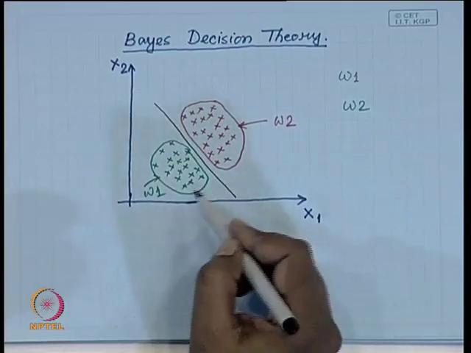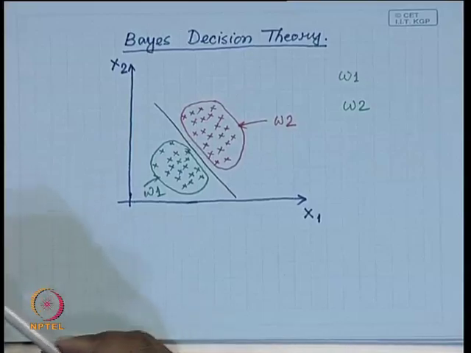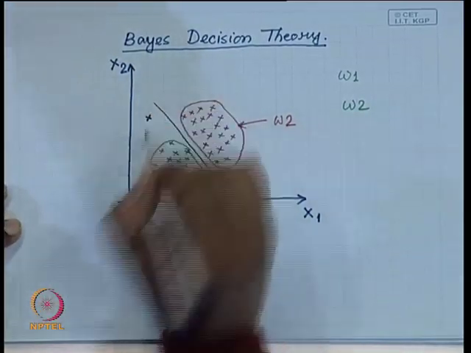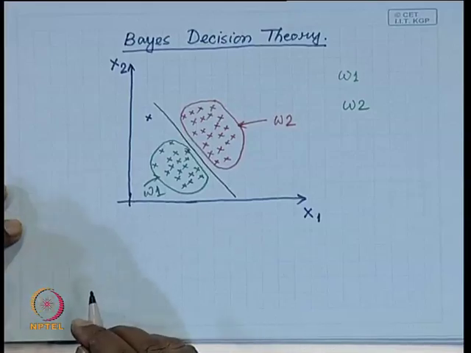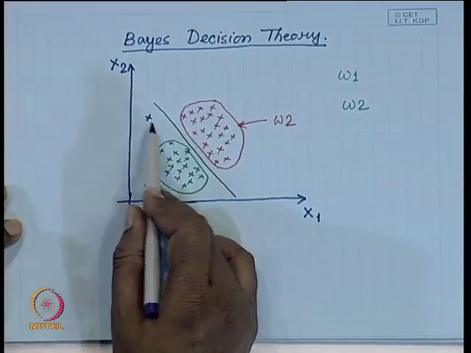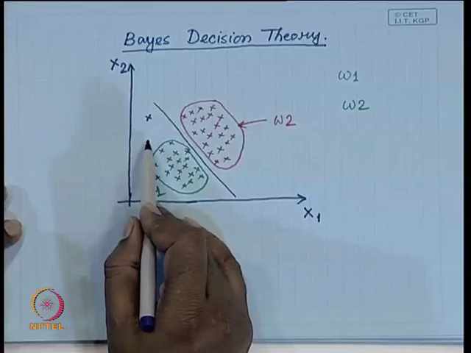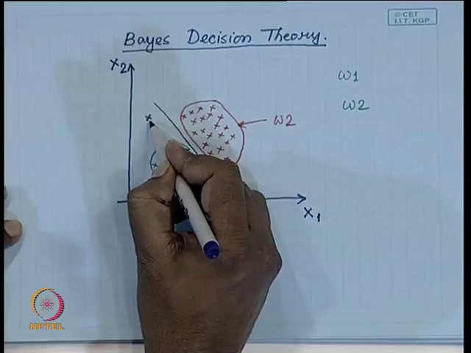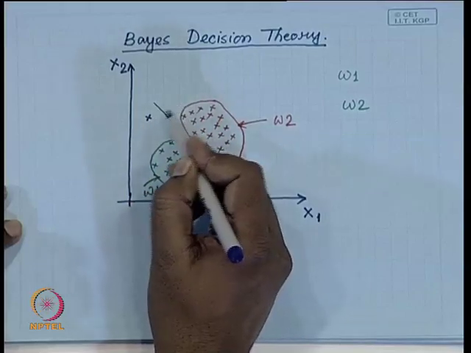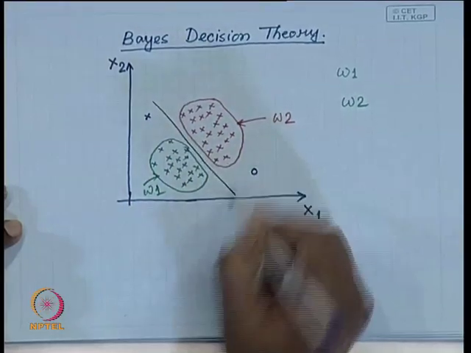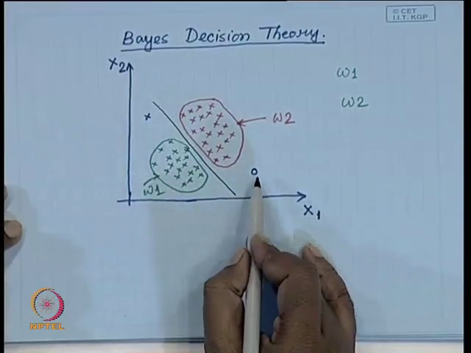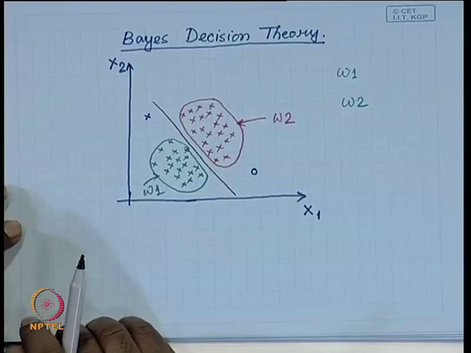Okay. So, if I have an unknown pattern or the feature vector corresponding to an unknown pattern, and suppose the feature vector falls on this point somewhere over here. Okay. So, now since the feature vector is on the left side of this decision boundary, I will say that this feature vector belongs to class omega 1. If the feature vector happens to be somewhere over here, it is on the other side of the decision boundary, I will say the feature vector belongs to class omega 2.